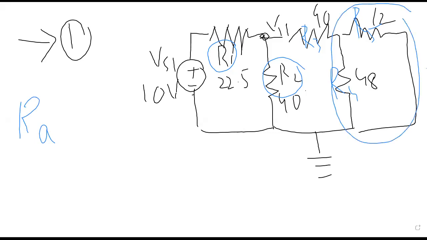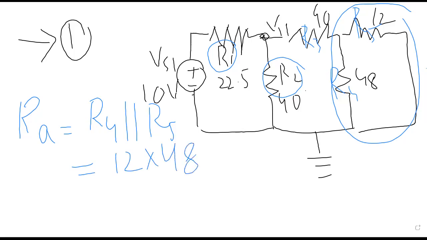RA must be equal to R4 parallel to R5, that is 12 multiplied by 48, over 12 plus 48. Now you are understanding each and every point. Is this clear? RA. Then it's clear.